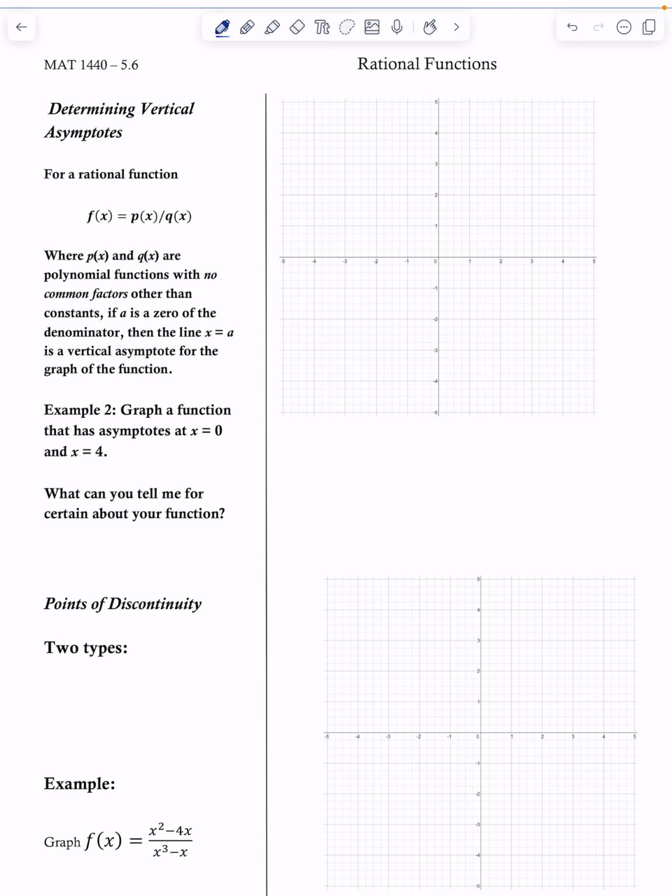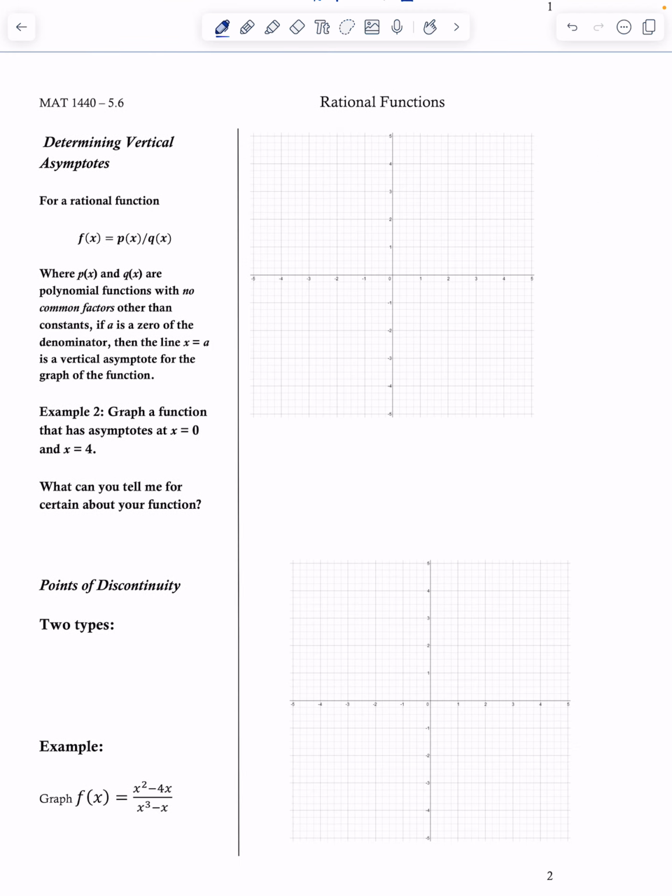Welcome back. These are the 5.6 notes, rational functions. This is page 2. Page 2. So this one will go a lot quicker than page 1.